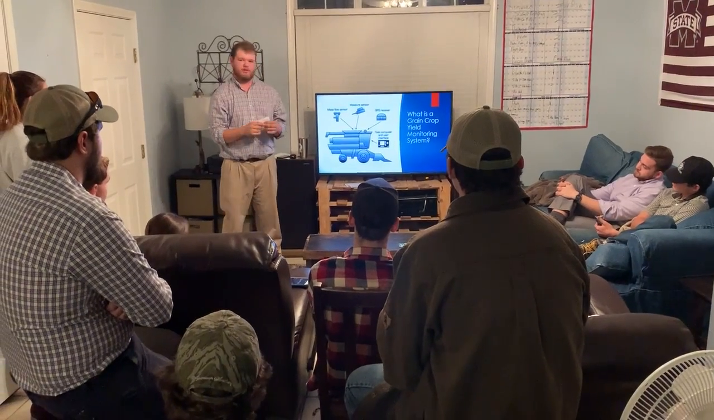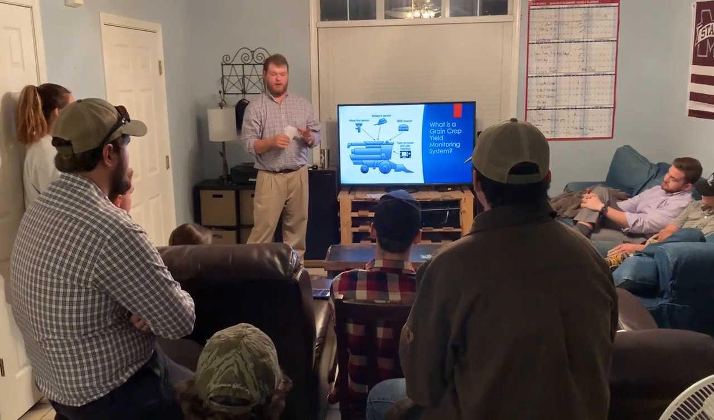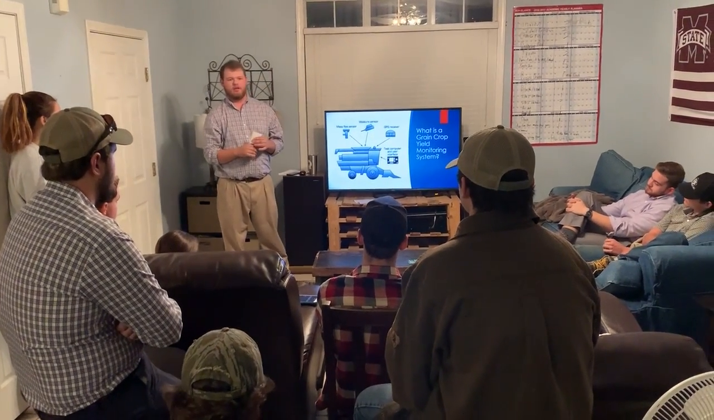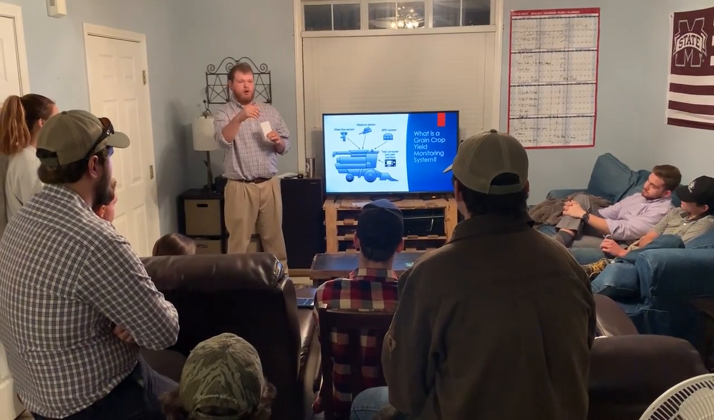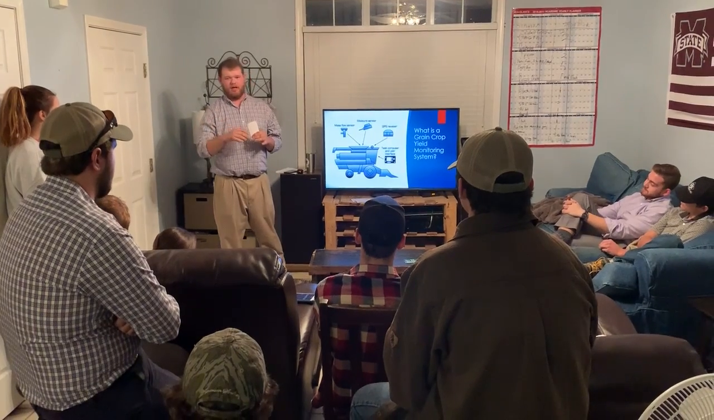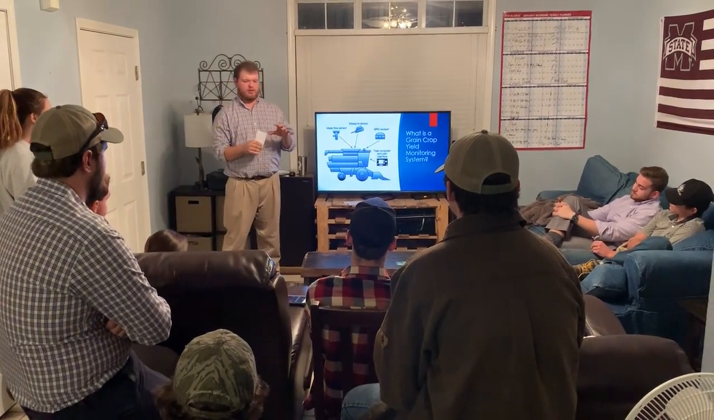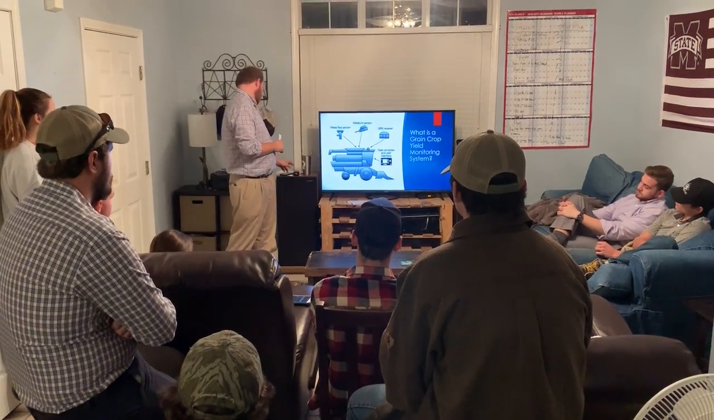It's also equipped with GPS equipment, which is now just about standard in all combines. With that GPS system, while you're harvesting, the GPS locates where you are in the field at all times, so you can see how much you're getting and where.